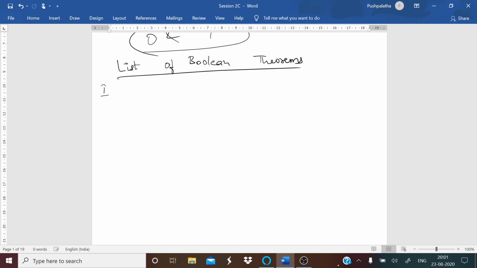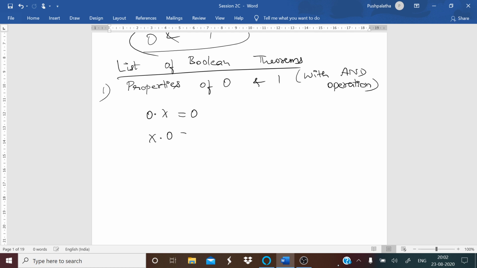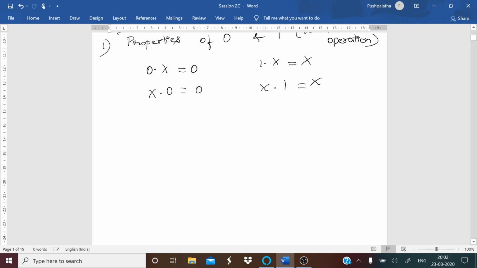So the first one is properties of 0 and 1. This is with the AND operation. Okay, what are these properties? 0 into x equals 0, x into 0 equals 0, 1 into x equals x, x into 1 equals x. We are just going to give a list now, and then later we'll show the proof. Okay, this is one of the theorems.